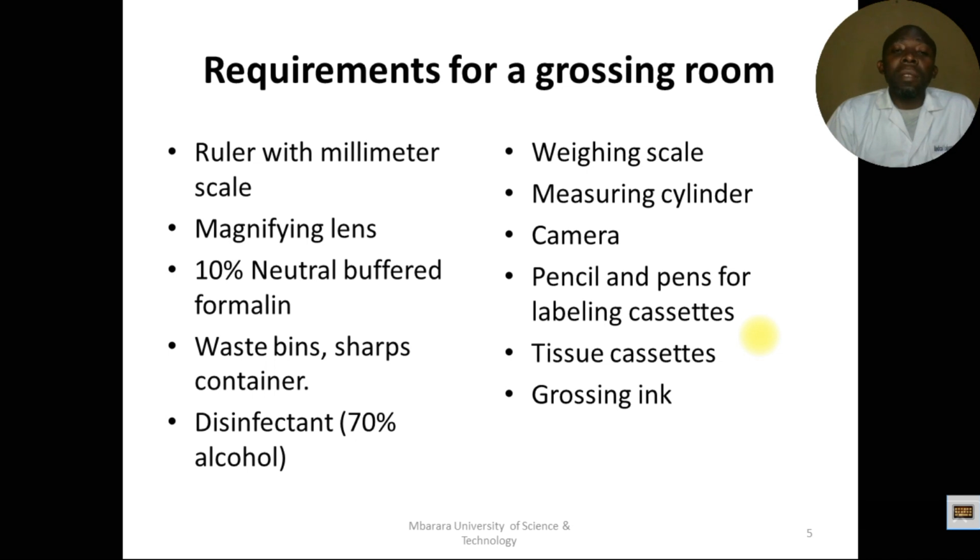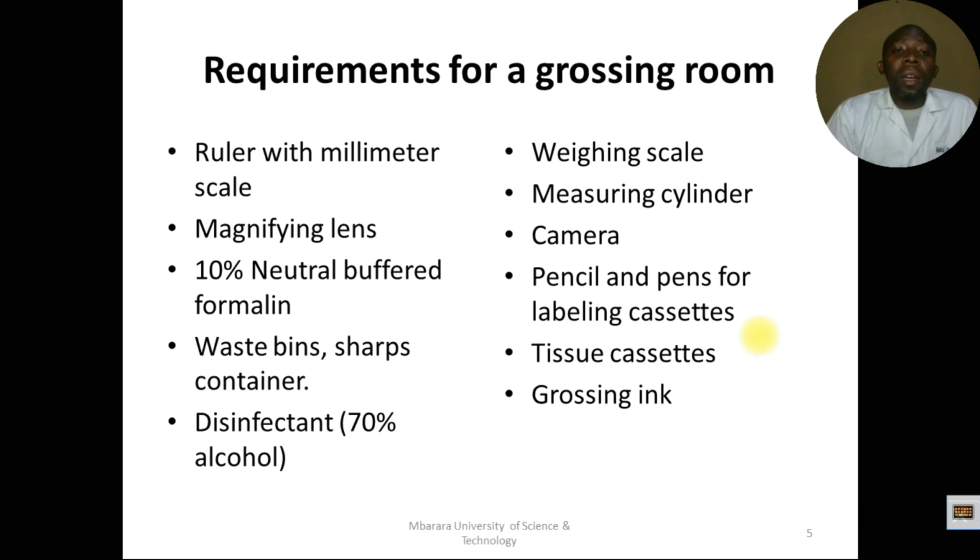Number two, we may need a magnifying lens, because some features on the tissue may be too small to be identified with the naked eye. So when we have a magnifying lens, we can identify such features and then record them down.